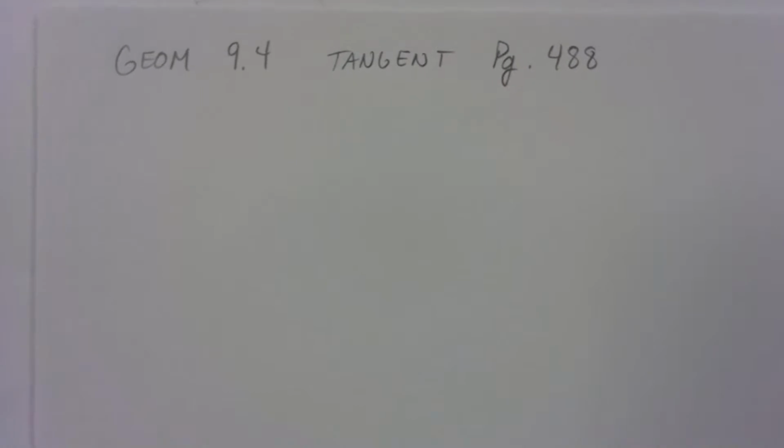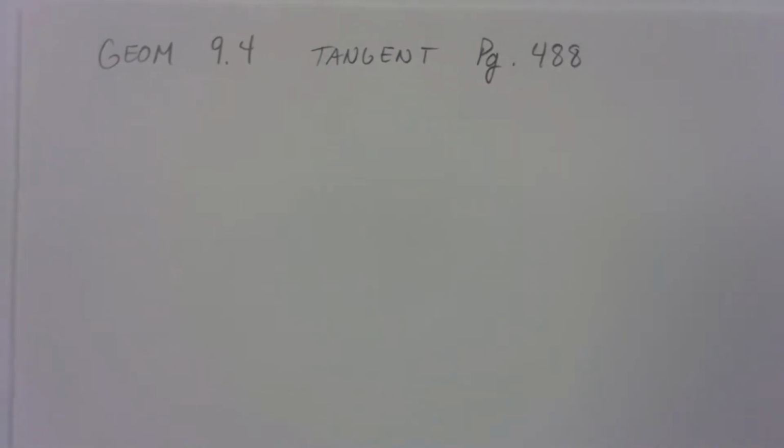Go to section 9.4 for geometry. It's called the tangent ratio. It is one of three extremely important ratios. The other ones are sine and cosine, which you'll learn in the next section.